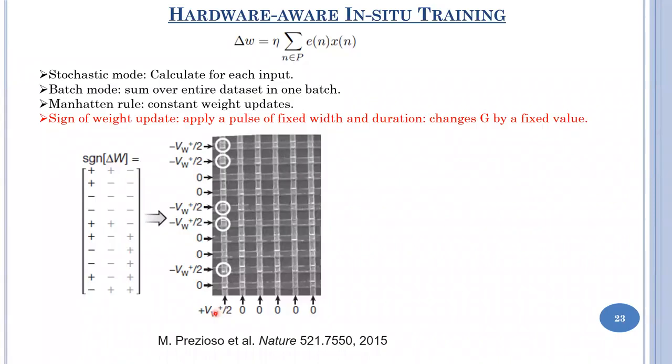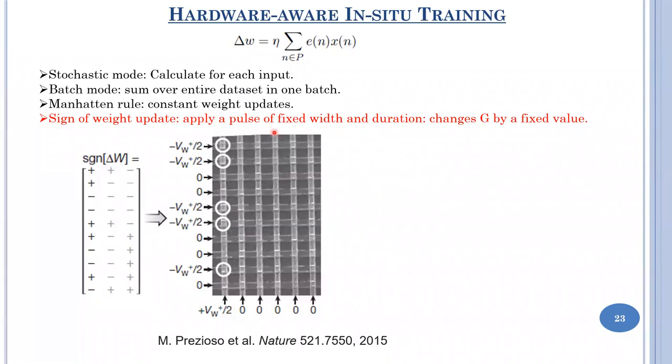And how do I apply it? I apply this VW by 2 on the column, and then I apply minus VW by 2 on those rows. So the effective RMs denoted by these circles see a voltage which is VW by 2 minus minus VW by 2, and that equals VW. However, the other cells which do not need to be potentiated, whose conductance need not be increased, only see a voltage equal to VW by 2, which does not disturb their present resistance state.